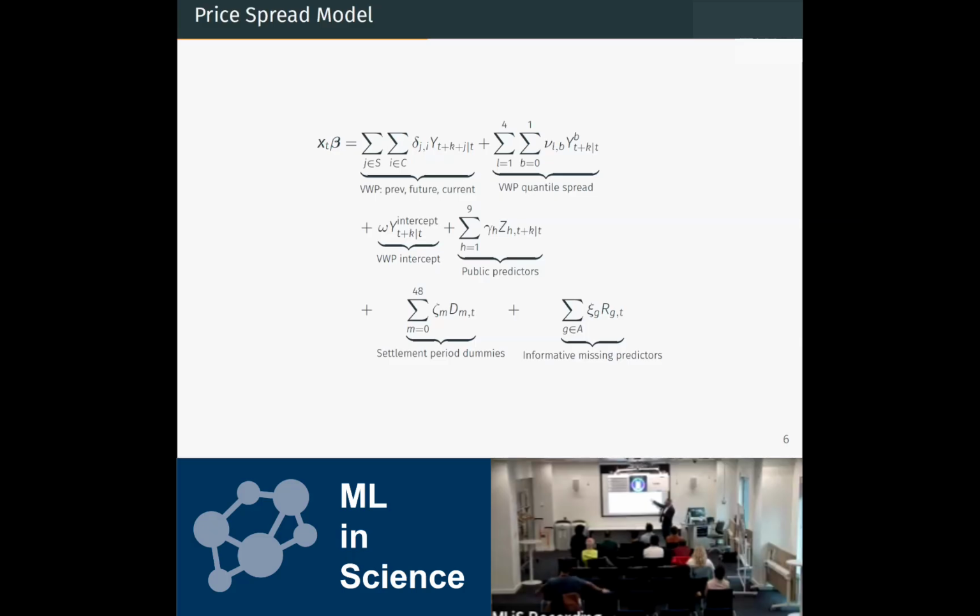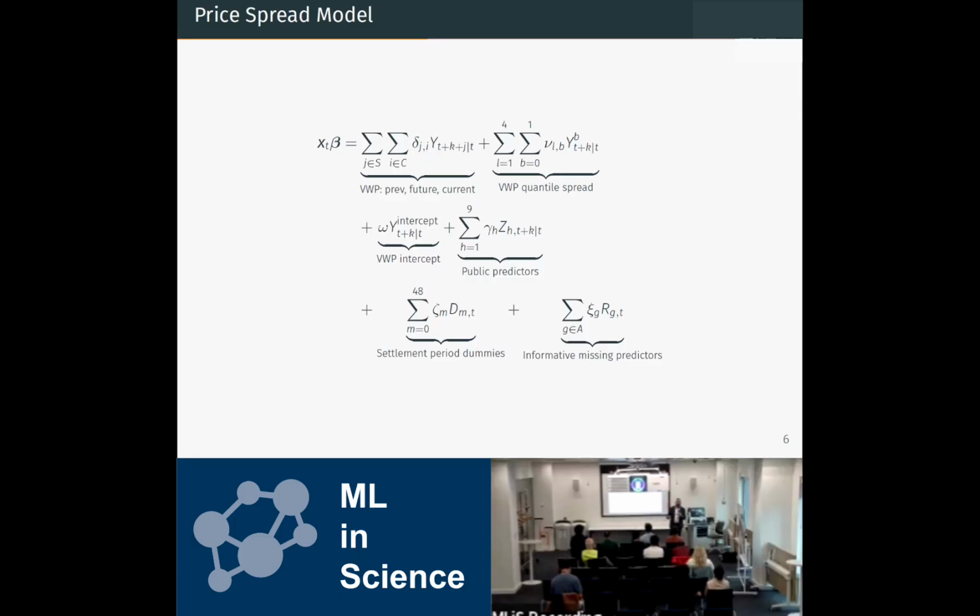So as I said, we are incorporating the dispersion, the trend, the intercept, and of course a range of public predictors. The public predictors here are the forecast demand provided by NESO, which is a day-ahead margin, interconnector imports and exports of energy, and the solar forecast as well. We're also incorporating the settlement period dummies.